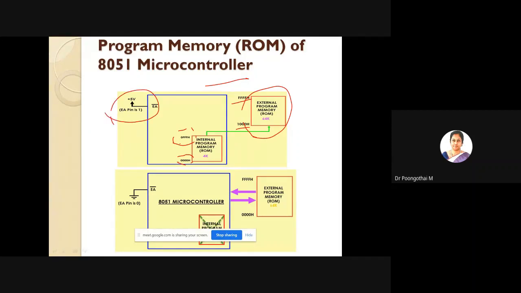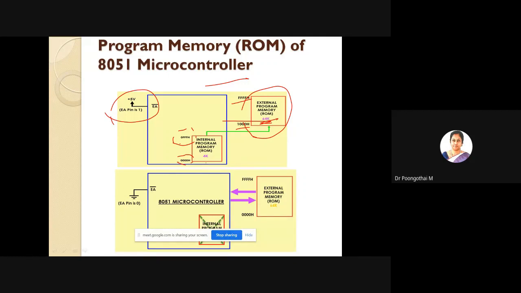When the EA pin is high, your CPU first fetches the instruction from the internal memory, that is address range 000 to 0FFF. If the address range exceeds this value, then instructions are fetched from the external ROM. The maximum size of this external ROM allowed is 64 KB, that is address range from 1000 to FFFF.